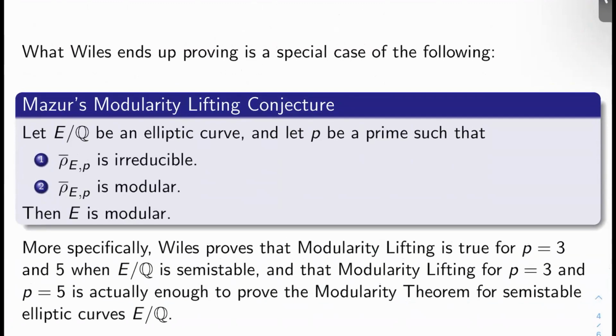He ends up proving a special case of the following, which is called Mazur's modularity lifting conjecture. It says: let E over Q be an elliptic curve and let p be a prime such that rho bar E,p is an irreducible representation and a modular representation. Then E is modular. You can take E being modular to mean what I just told you, or think of it as rho E,p being modular as a representation. In other words, if rho bar E,p is modular and irreducible, then it should lift to a modular rho E,p, where rho E,p is the p-adic representation attached to E. This is why it's called modularity lifting: you're lifting the property of modularity from the residual mod p representation to the p-adic representation.